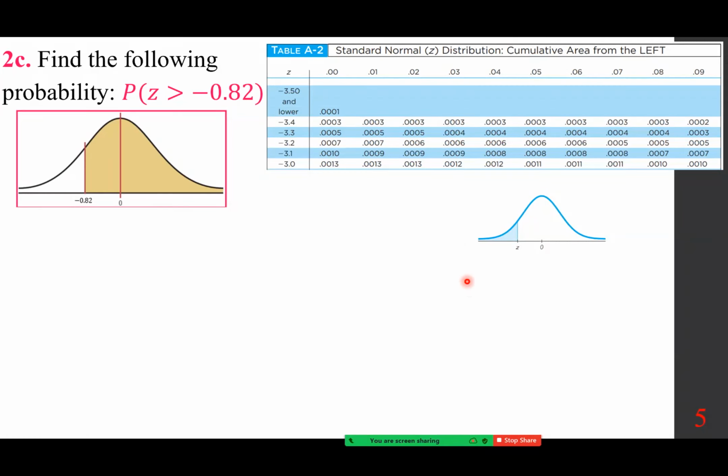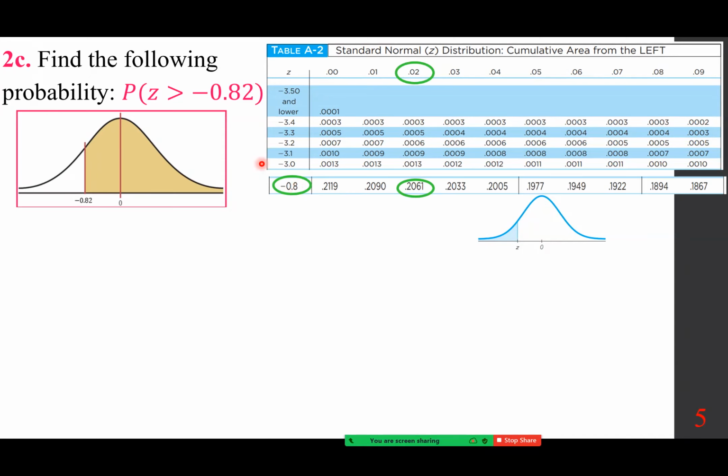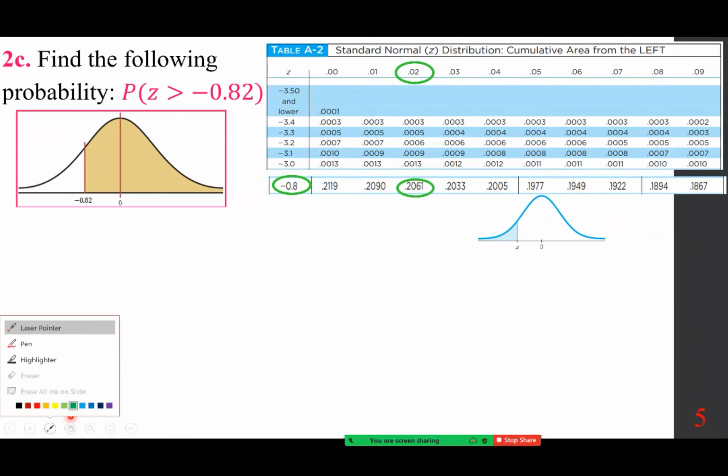So if we look up this number here, we look for negative 0.8 here, 0.02 here. So this is reading z-score of negative 0.82, and this is reading the area of 0.2061. So this would be this area to the left. What do we want? Area to the right of that, so 1 minus that is the answer.